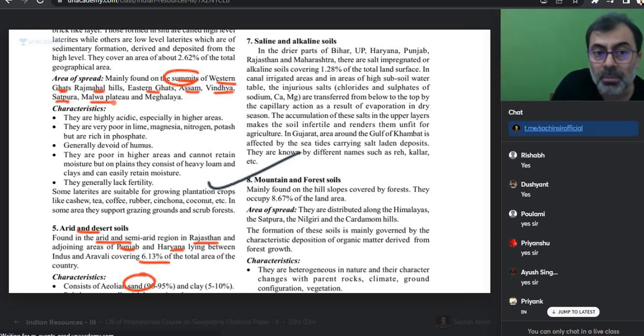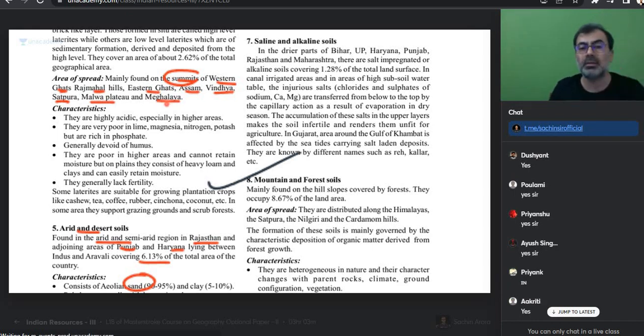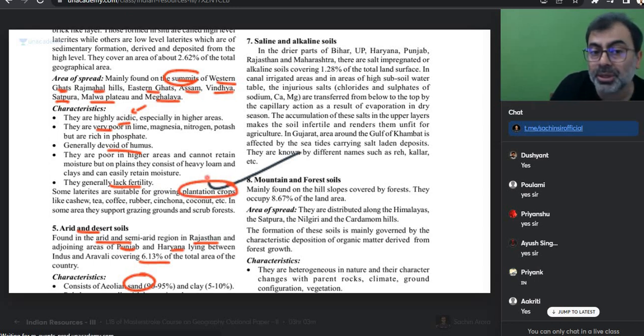Vindhya, Satpura, Malwa, Meghalaya. These are the elevated rainy ones. They are highly acidic. Remember, high leaching, acidic. They are poor in nutrients. Yes. They are devoid of humus. They are not good for agriculture. Yes or no? They generally lack fertility. But they are good for, I told you, plantation crop. Exception. Tea, coffee, rubber, cinchona, coconut, cashew. They all are okay with acidic soil.